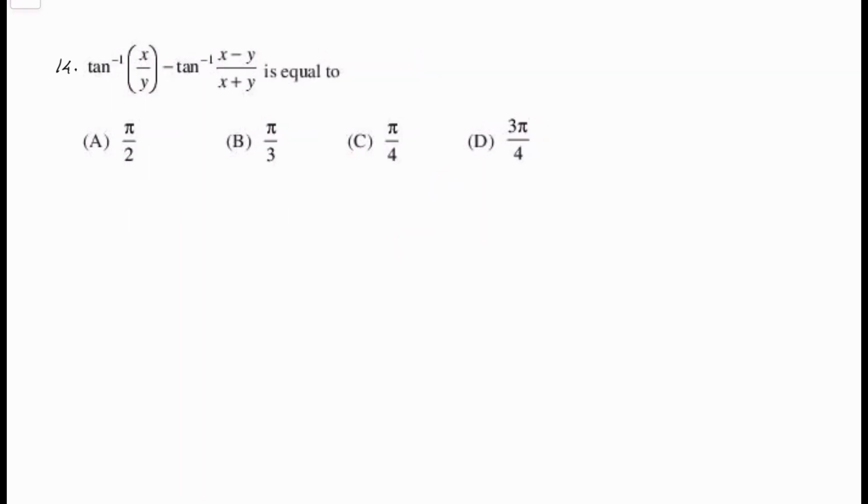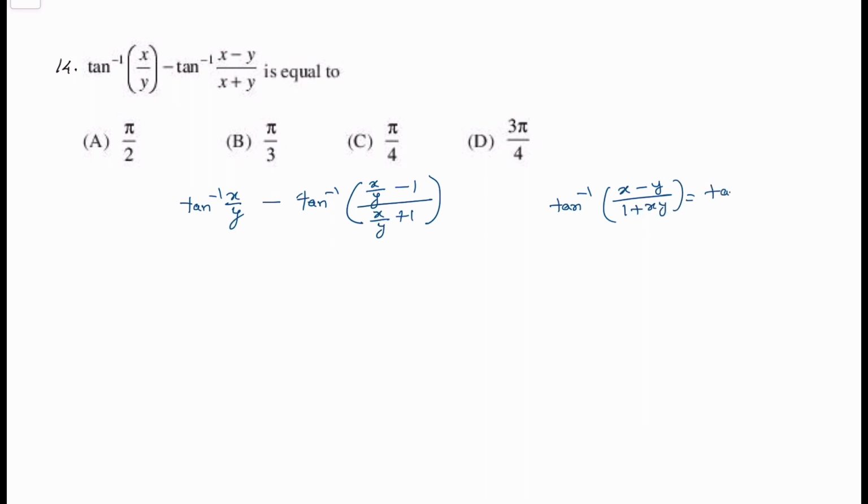Question number 14. Tan inverse of x by y minus tan inverse of x minus y by x plus y is equal to tan inverse of x by y minus tan inverse of, we will divide each term by y here, x by y minus 1 by x by y plus 1. I will use the tan inverse of x minus y by 1 plus xy formula, which is tan inverse of x minus tan inverse of y. The second term is in this form.